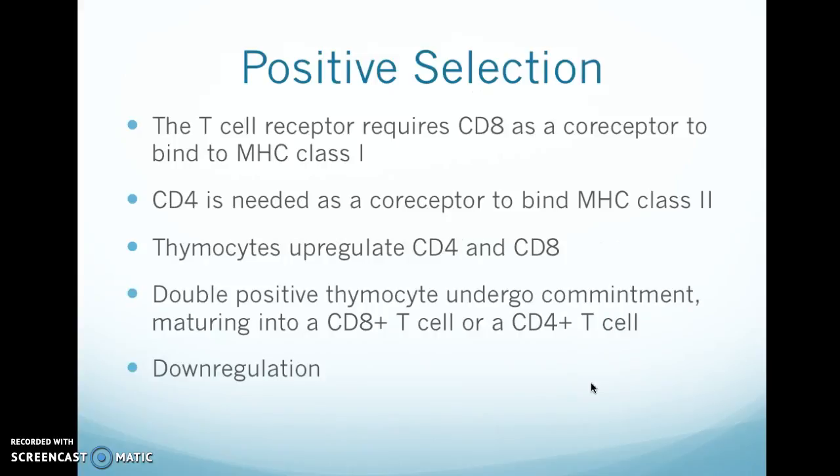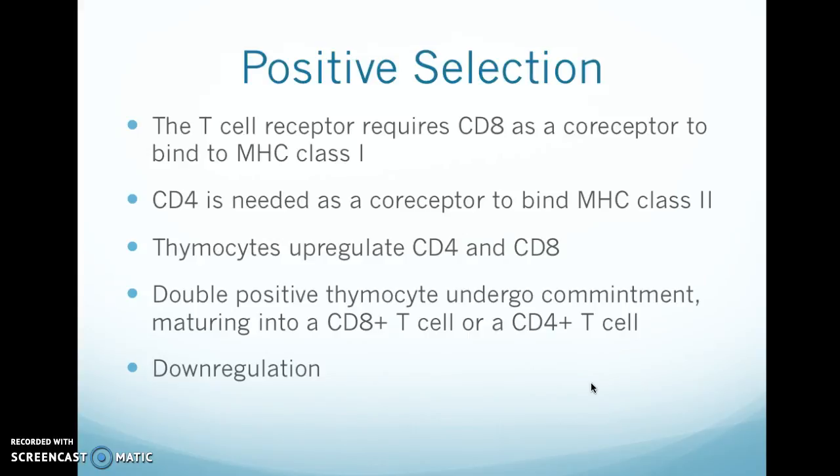T cell receptors require CD8 as a co-receptor to bind MHC class 1 and CD4 as a co-receptor to bind MHC class 2. At this stage, thymocytes upregulate both CD4 and CD8, becoming a double positive cell. The double positive thymocytes undergo commitment, maturing into a CD8 plus T cell, which recognizes MHC class 1, or a CD4 plus T cell, which recognizes MHC class 2.